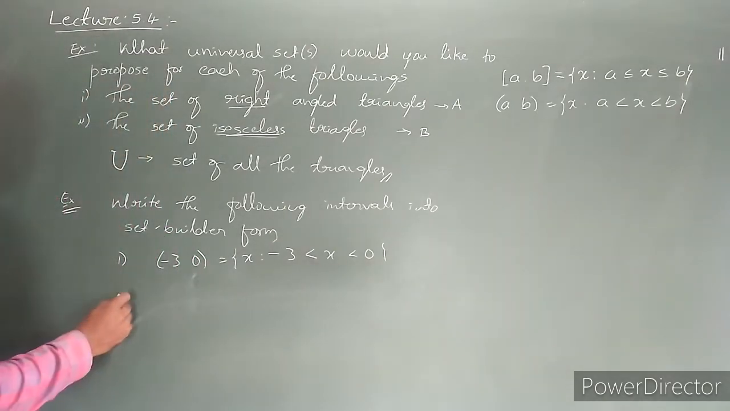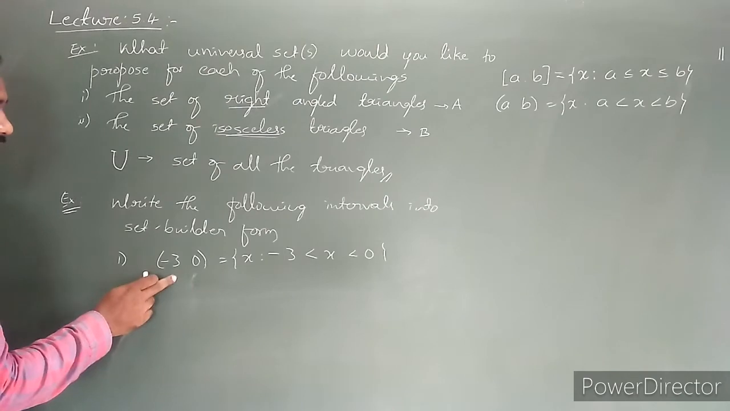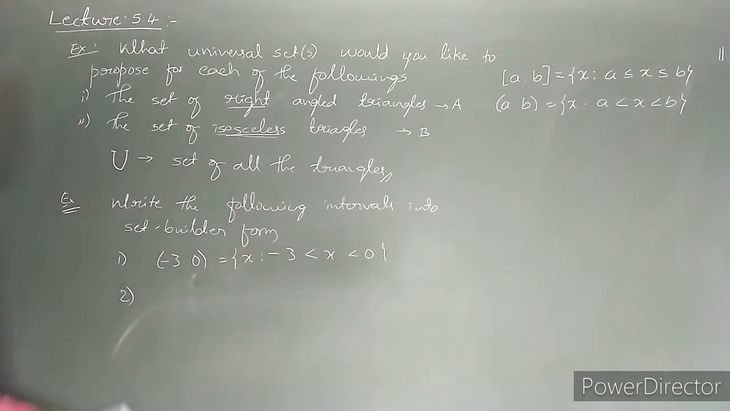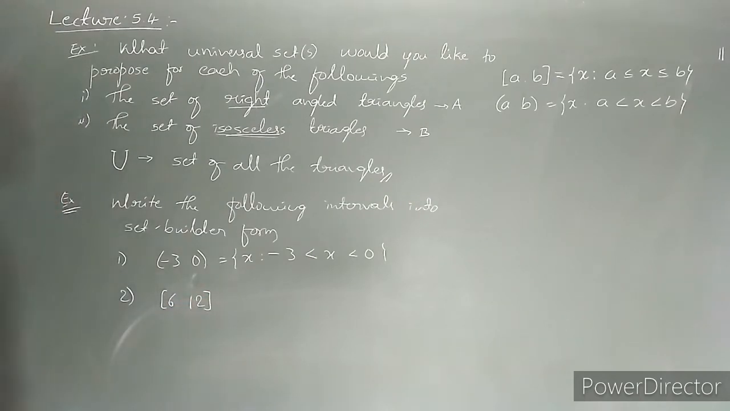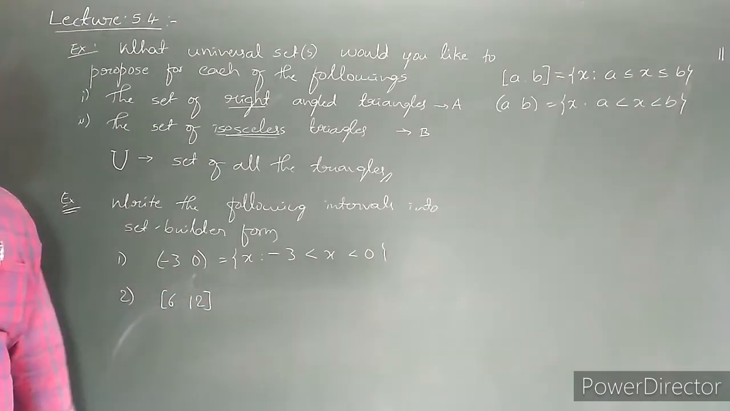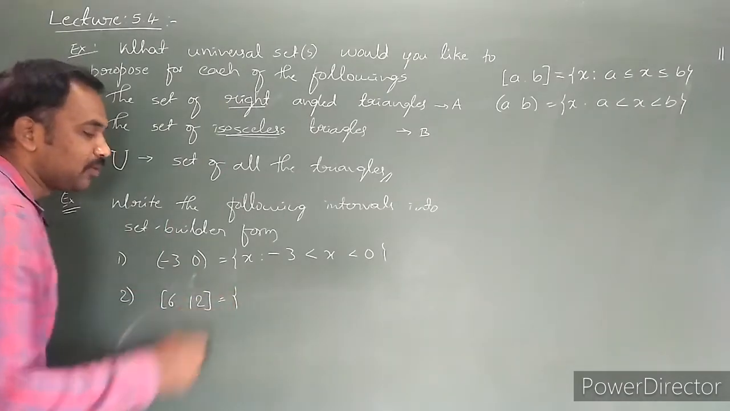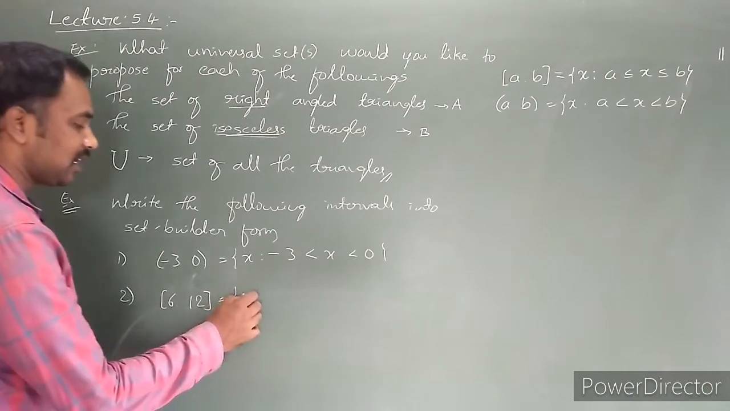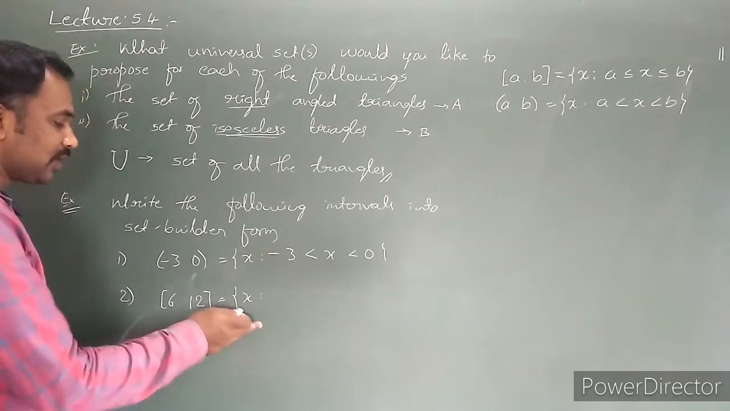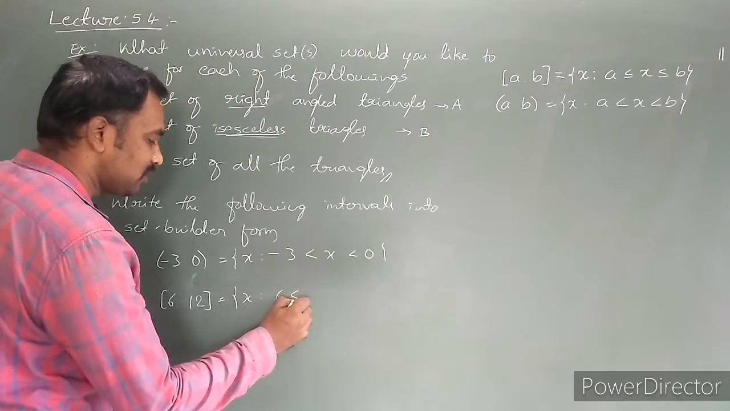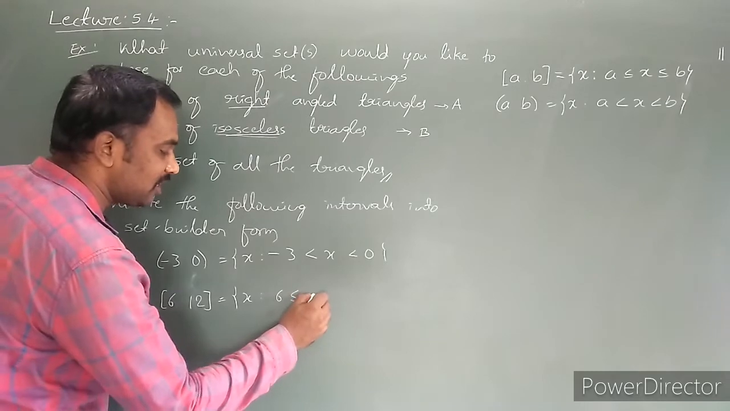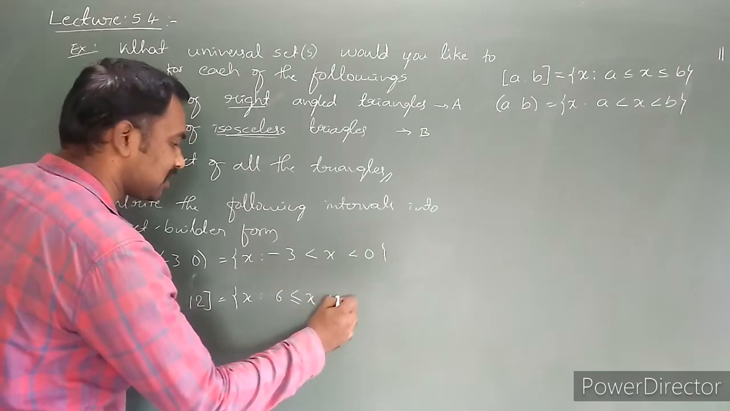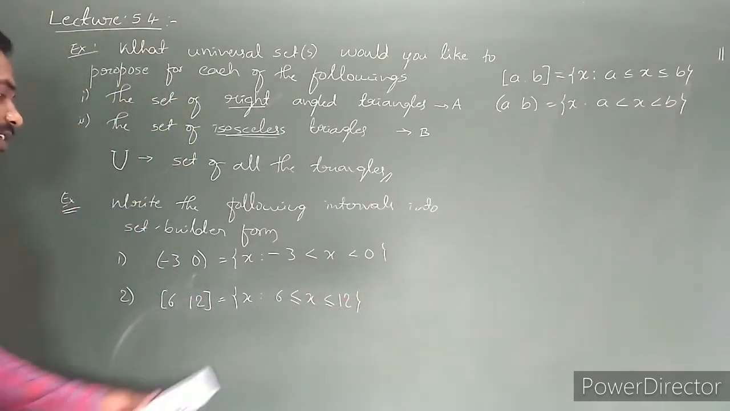Okay. Now the second interval. I have written the interval into the set builder form. Now the next interval is the closed interval 6, 12. Write it in the set builder form. How to write the set builder form? There are some x values. How to choose the x value? We are going to choose x from 6 to 12. 6 is included, yes, because it is a closed interval. 6 is less than or equal to x is less than or equal to 12.